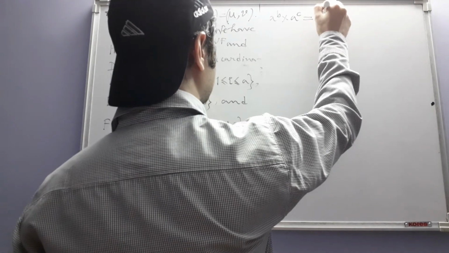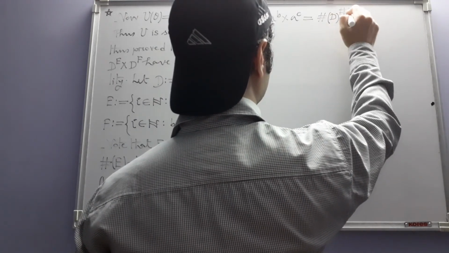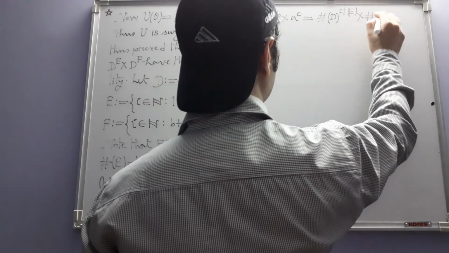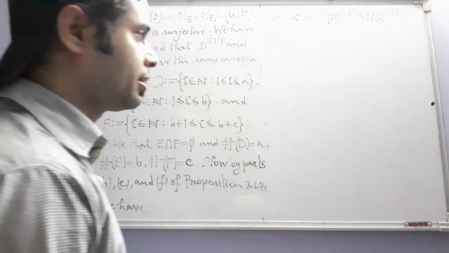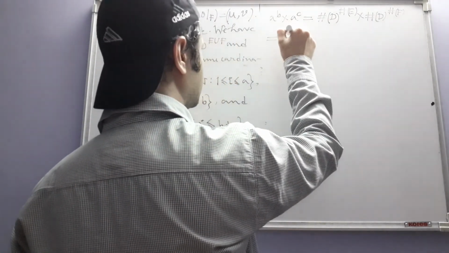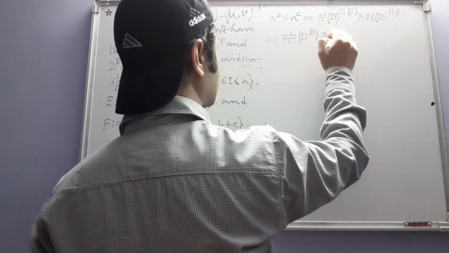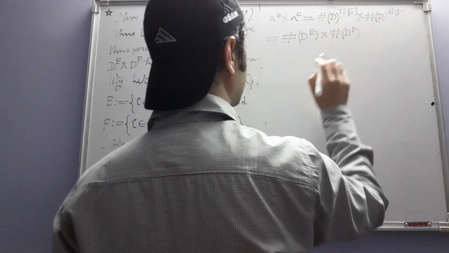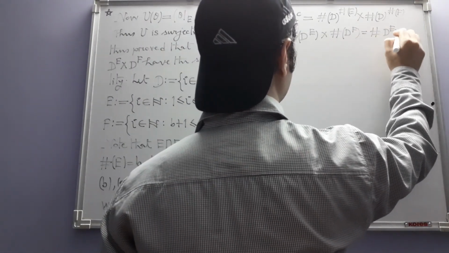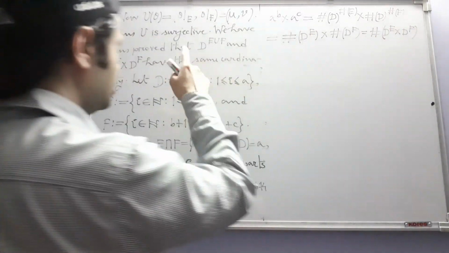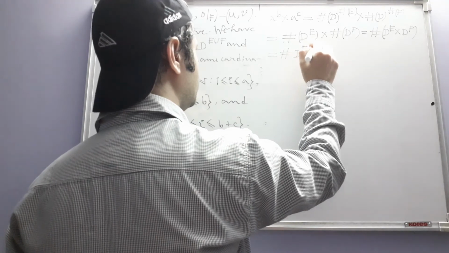Okay, so this is cardinality of D to the power cardinality of E, cross cardinality of D to the power cardinality of F. By part F, these factors become these: cardinality of D to the power E cross cardinality of D to the power F. By part E, this becomes cardinality of D to the power E cross D to the power F. By the previous formula, this is the same as the cardinality of D to the power E union F.